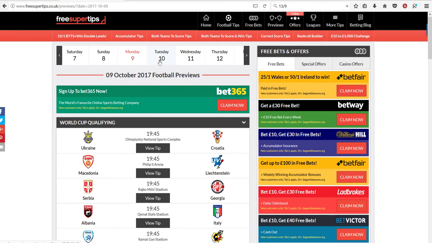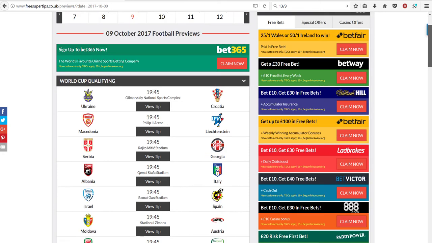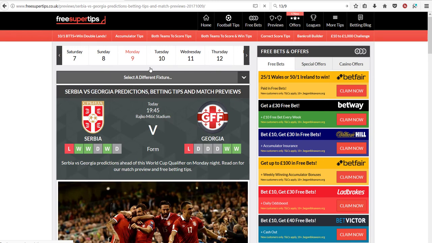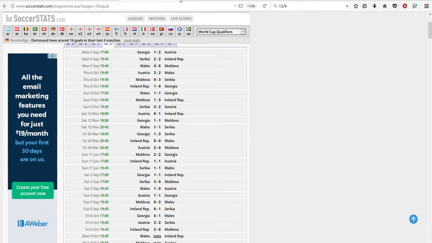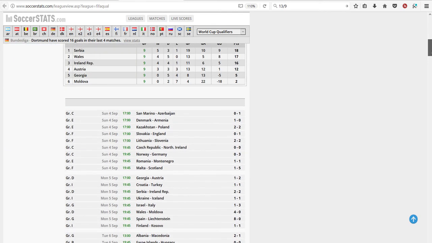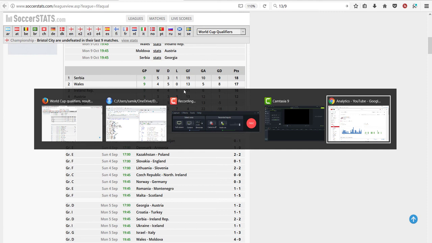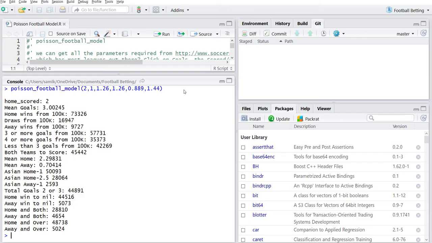Now on to today and predicting. So I'm just going to look at the Ireland game and the Serbia-Georgia game. They're in the same group as Ireland. Again, getting the data from Soccer Stats. The links are in the description below the video. We can get the parameters and put them into the Poisson model. So I've added the home team to win and both teams to score, and home team to win and over, those fields, which I kept mentioning but didn't get around to doing before.